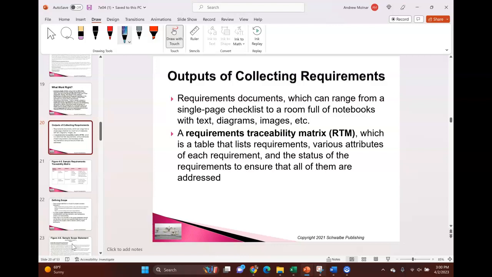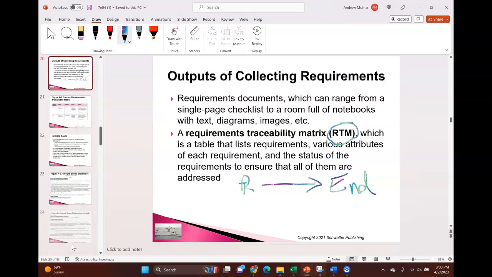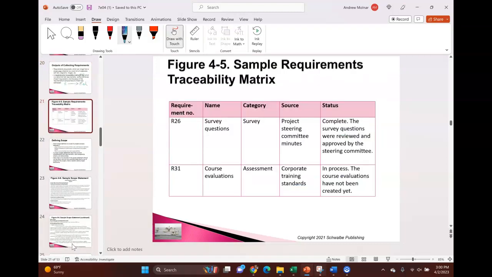So if I'm collecting requirements, my output becomes this really cool thing, and it's a requirements traceability matrix. Not only do I have my requirements, but I can follow them, I can trace them through to the end, to conclusion. Most projects fail because either the requirements weren't identified or they weren't followed through to the end. Okay, so this is the requirements traceability matrix, very important in that regard.